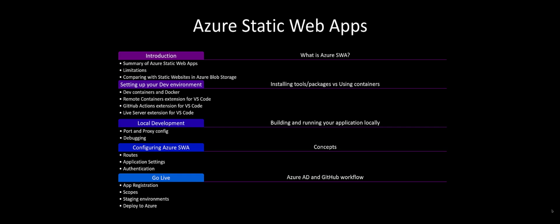The next is configuration, that is, how to set up the routes using a config file. And if you have some application settings, secrets, or connection strings, how do you set those up? And the next thing is authentication.